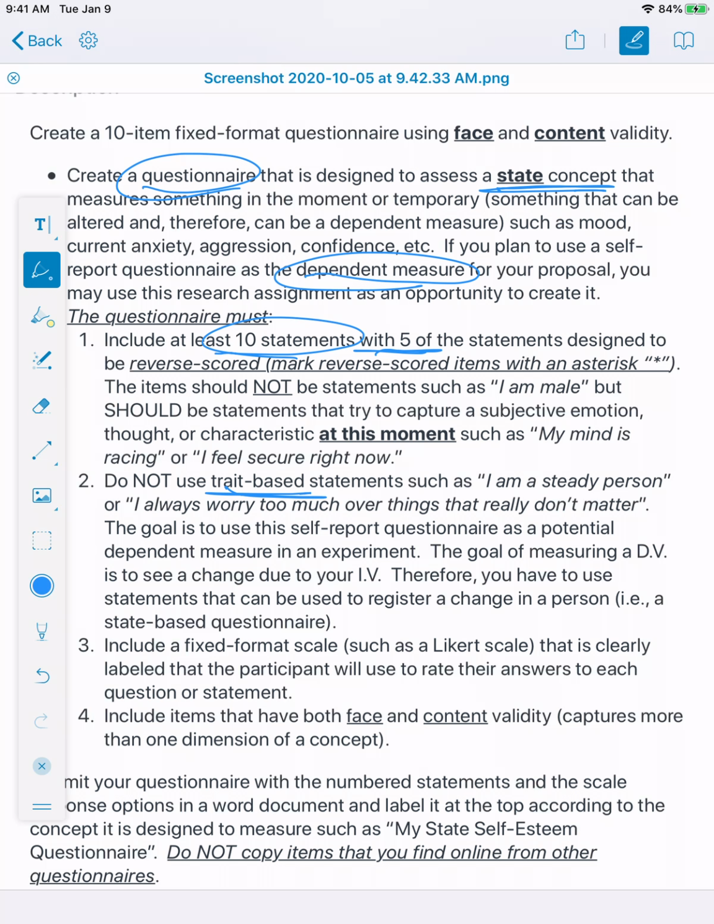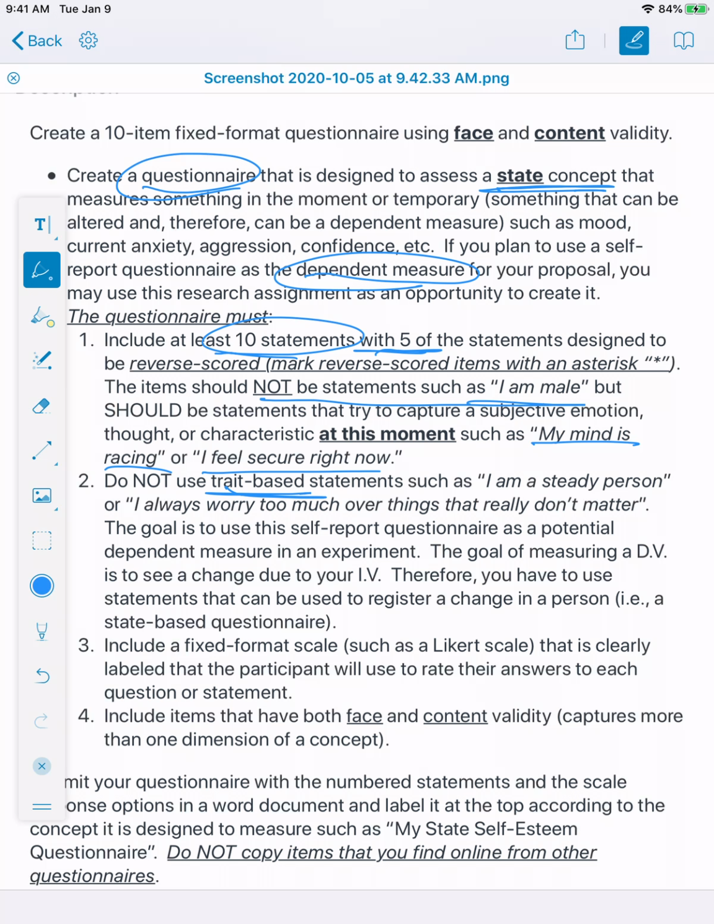Now, do remember, the idea is we're not including statements like I am male or I like to watch lots of TV or I tend to spend a lot of time on social media. None of those things could be changed in the moment. And so we want to focus on things that people are feeling or thinking in that moment, like my mind is racing or I feel very secure right now.